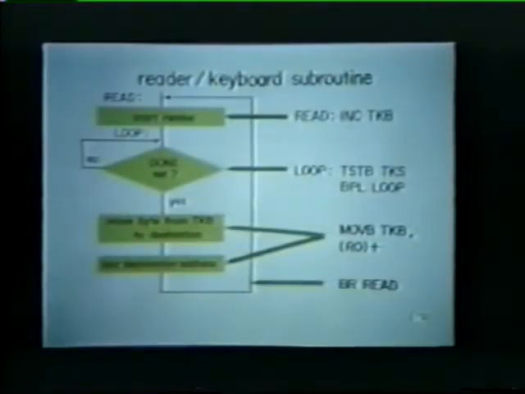A branch instruction then causes the program to return to the starting point at the label read. The reader enable bit is again set, and the next byte is read to the TKB. As in the printer punch subroutine, some way to return to the main program would also have to be included.